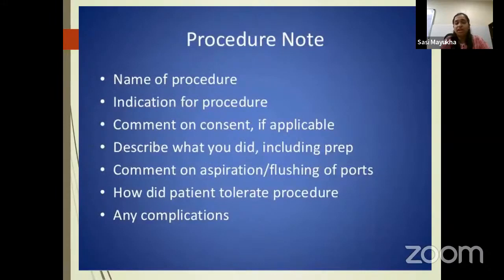So always remember, after placing all these, the procedure note is very important and documentation is very important. So the name of the procedure, indication, and how many pricks you have done should also be mentioned.